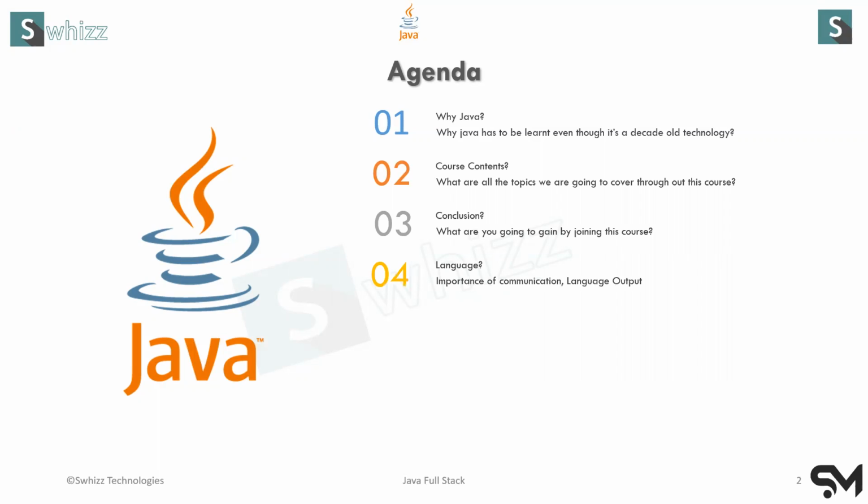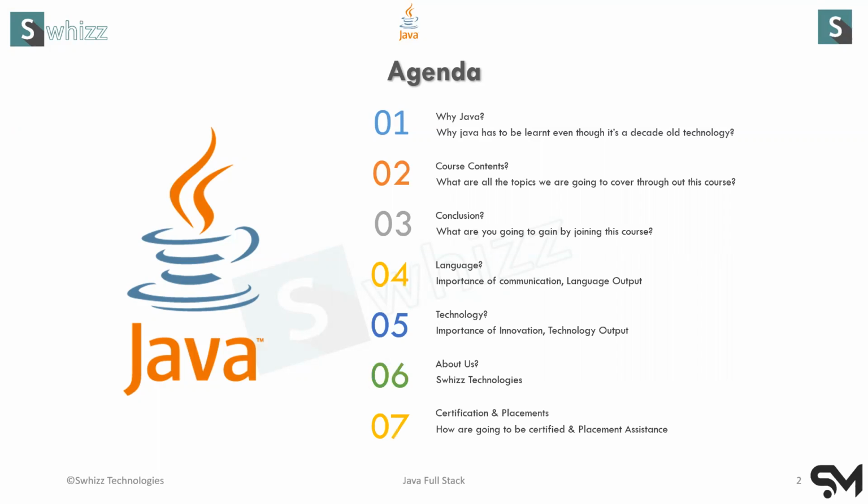We are going to discuss what a language is, the importance of communication, and what the output of a language would be. What is a technology, the importance of innovation and technology in day-to-day life, as well as the output of technology. Then about us, as well as certification and placements. How are we going to assist you in your placement career? We are going to discuss all of them. This is your today's agenda.